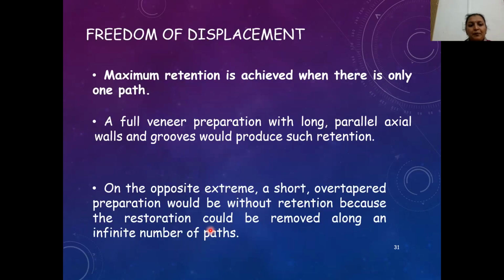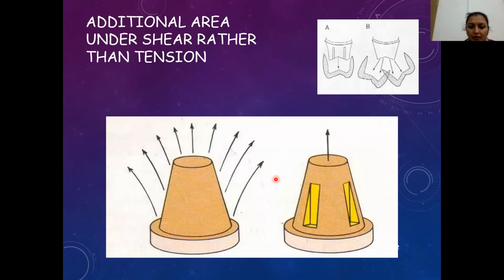The freedom of displacement. Maximum retention is achieved when there is only one path. A full veneer preparation with long parallel axial walls and grooves would produce such retention. On the opposite extreme, a short over-tapered preparation would be without retention because the restoration could be removed along an infinite number of paths. Now, this picture depicts that this preparation having grooves will have a single path of insertion as compared to this preparation which can have multiple paths of insertion.